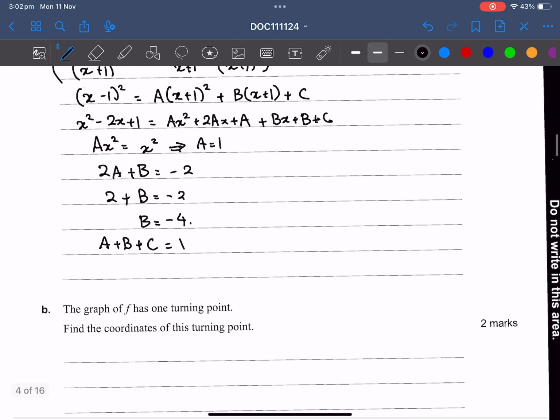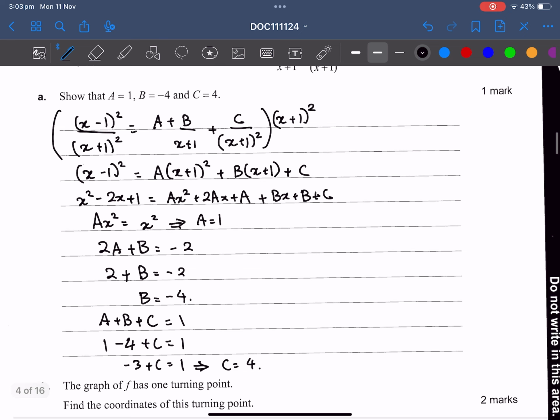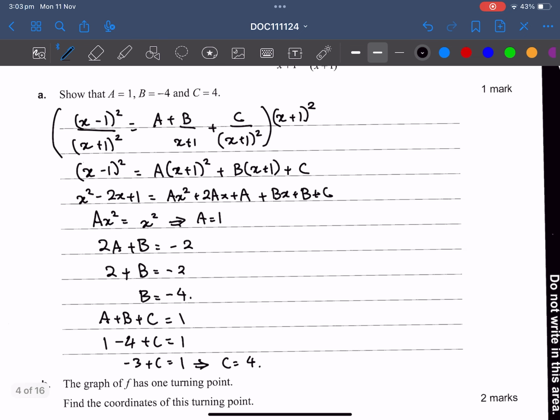We know that 1 plus 1 minus 4 plus c is equal to 1, so minus 3 plus c is equal to 1, which implies that c is equal to 4. So does that meet everything? Yeah. Okay, so therefore a is equal to 1, b is equal to minus 4, and c is equal to 4. Okay, so that's proved.